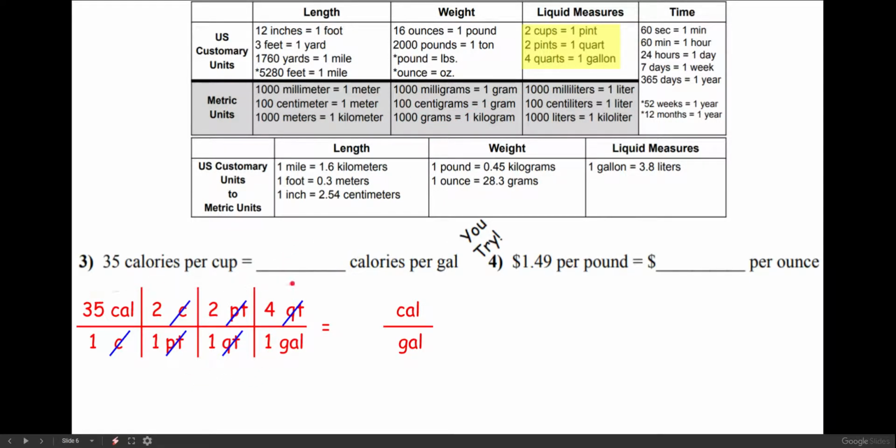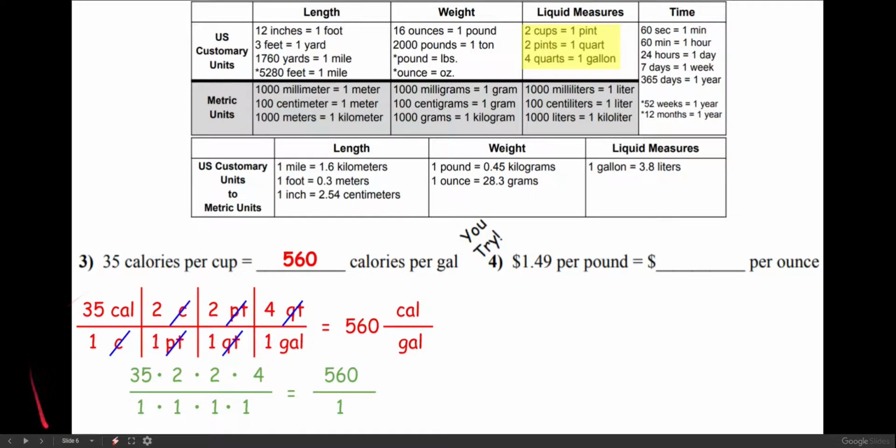Now I take all these numbers and multiply and divide. So what I have is 35 times 2 times 2 times 4. On the bottom, I just have 1 times 1 times 1 times 1. If you put that in your calculator, 35 times 2 times 2 times 4, divided by 1, divided by 1, divided by 1, or if you wanted to, you can just do 35 times 2 times 2 times 4, which gets you 560, and 1 times 1 times 1 times 1, which gets you 1. You end up with 560 divided by 1, which is just 560 calories per gallon.